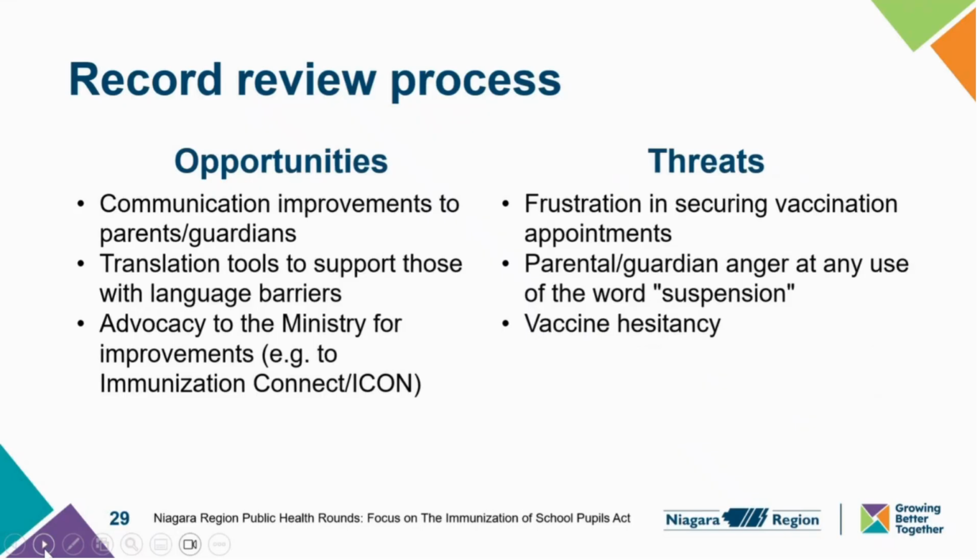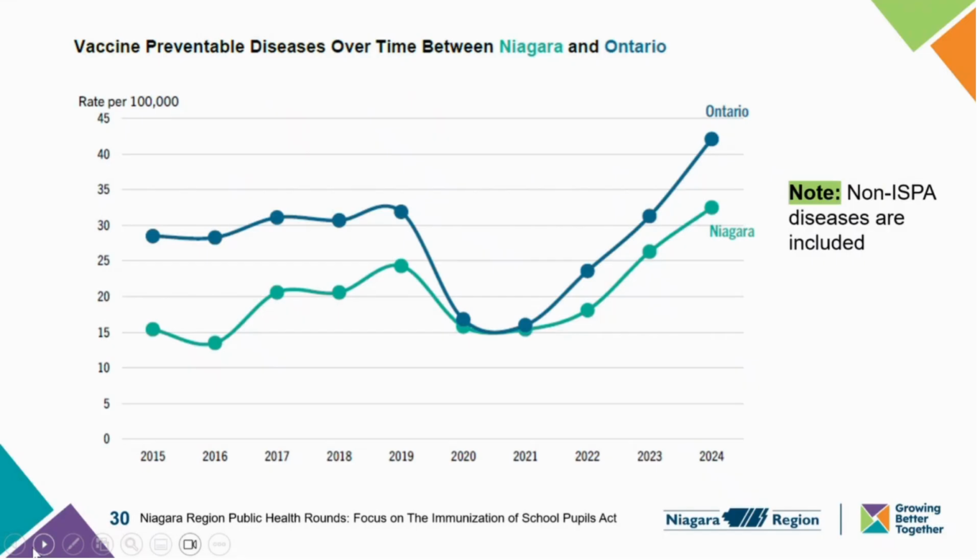In terms of opportunities, we identified potential for improvements to communication out to parents and guardians. And one example of that would be the potential for translation tools to be used to support individuals with language barriers. And then ongoing advocacy to ministry for improvements to ICON, which is the portal through which immunizations are reported. In terms of threats, we're seeing frustration in securing vaccination appointments, anger at use of the word suspension, and then, of course, vaccine hesitancy, which we'll touch on later on in this presentation.